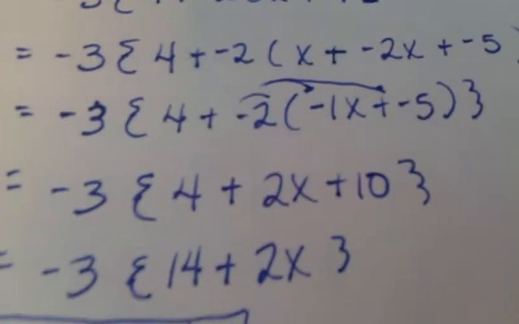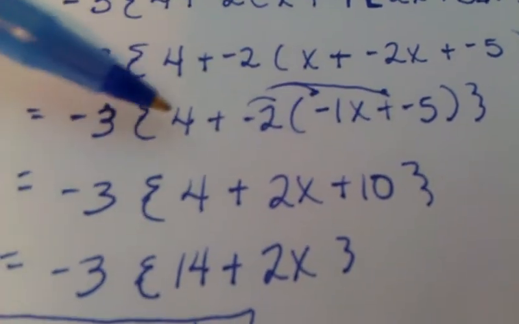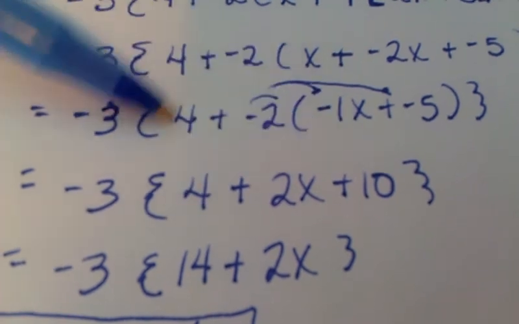Be very careful. The common mistake here is that students go 4 plus a negative 2 before distributing, and that is a mistake because you must multiply before you do the adding.